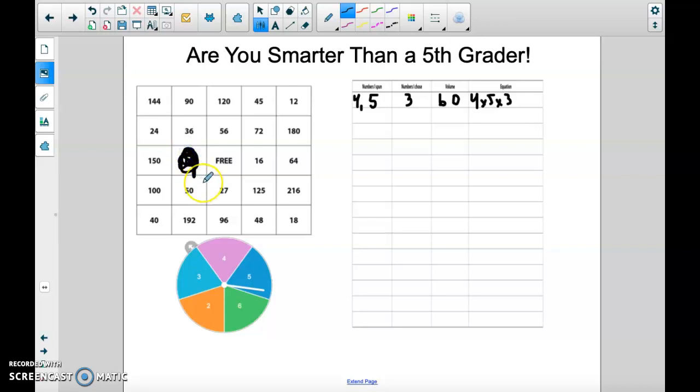Now your partner needs their own board as well. There's a few different ways we can go about doing this, and we'll talk about those at the end of the lesson. Once you go, your partner goes through the same thing, and then it's back to your turn. I spun a 5, and I spun a 5 again. And I'm going to pick 5 because 5, 5, 5. Why not? So my equation is 5 times 5 times 5, which is 125.